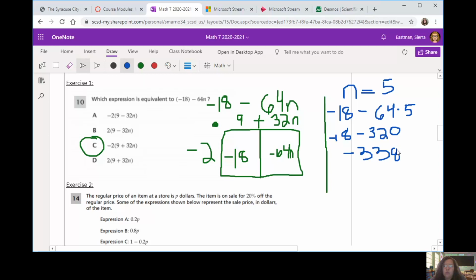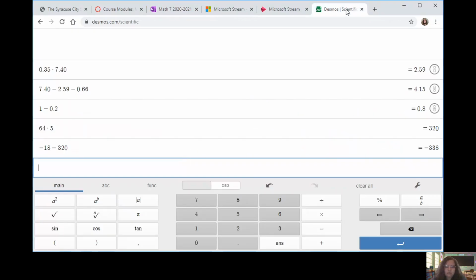Okay, so we took a guess. We chose to use 5 for that n. And we got the value 338, which is negative. Now I can use 5 in these n spaces and figure out which one is going to be equal. Okay, I'm going to copy all of these choices in my calculator and figure out which one will be equal to that original equation. Here we go.